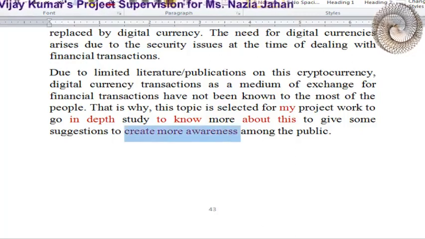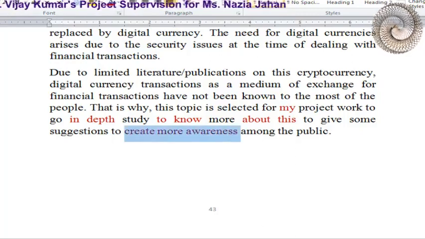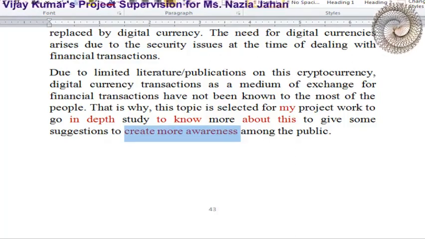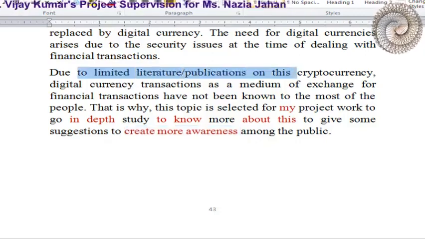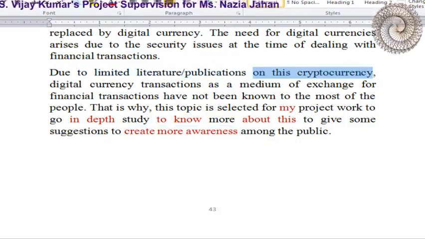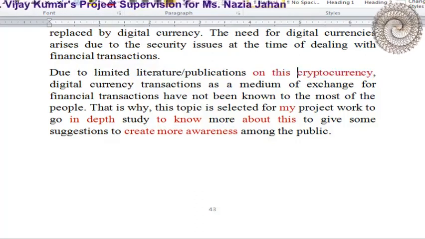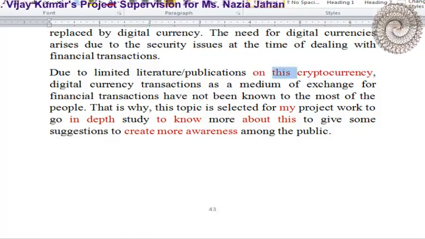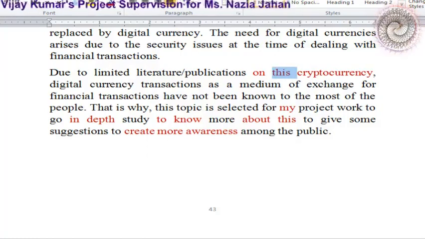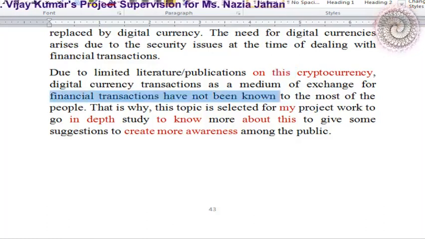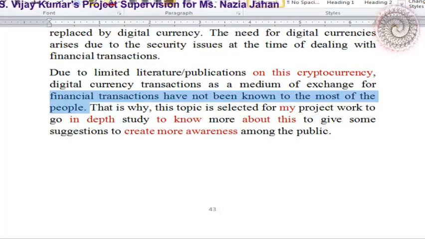You are not doing any campaign, ad campaign. You are not appointed also. If you can do it, if you are doing it, please write it. Otherwise, do not. Due to limited literature or publications on this cryptocurrency. On this cryptocurrency means what? Which cryptocurrency? Or just simply cryptocurrencies. On cryptocurrencies maybe is fine. Cryptocurrency, digital currency, transactions as a medium of exchange, financial transactions have not been known to most of the people.